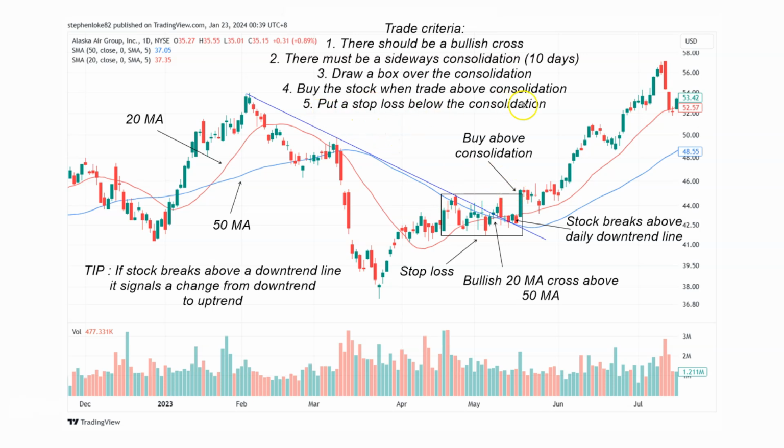And put a stop loss below the consolidation. Put a stop loss below the box, somewhere around here. Okay, so you're buying here and you're putting a stop loss here.